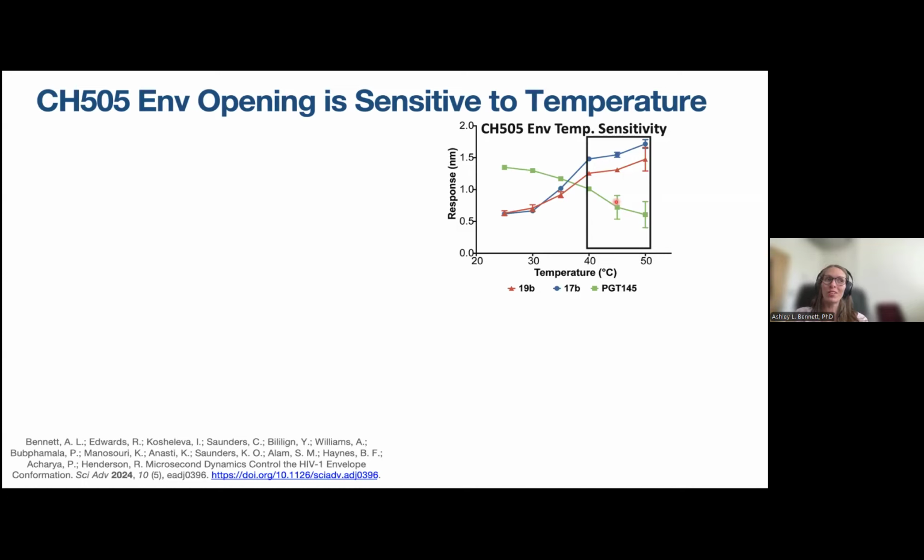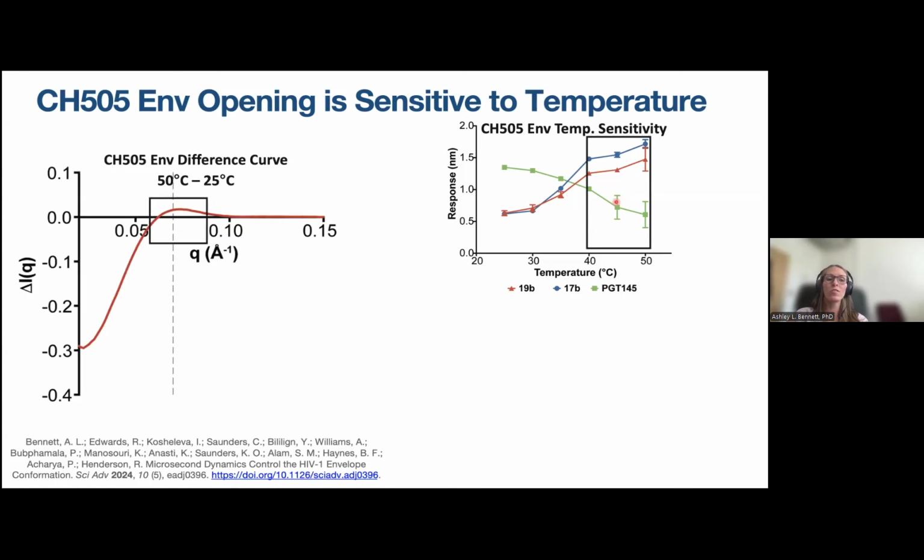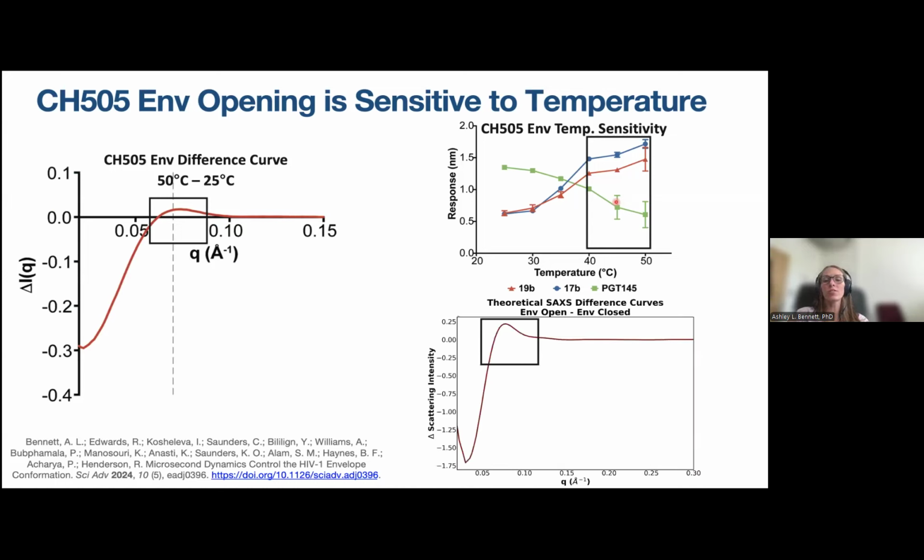We also wanted to see if we could measure this same difference using static SAXS. So we measured the envelope's static SAXS signal at both 50 and 25 degrees Celsius and calculated the difference curves. And as you can see, we do identify this same feature here, even when looking at it through SAXS. And as a reminder, this is the same feature that we saw for our theoretical closed to open transition. So taken together, we say that we can indeed induce envelope opening with a temperature jump, and we can capture this opening with the SAXS method.